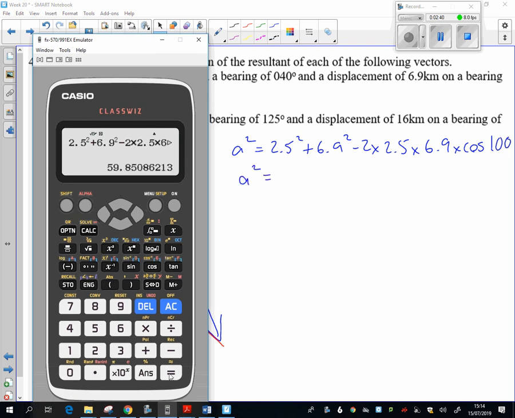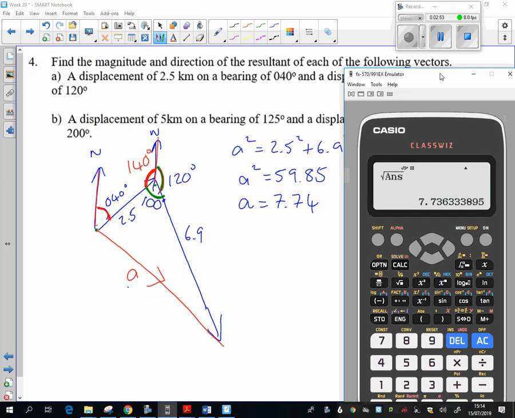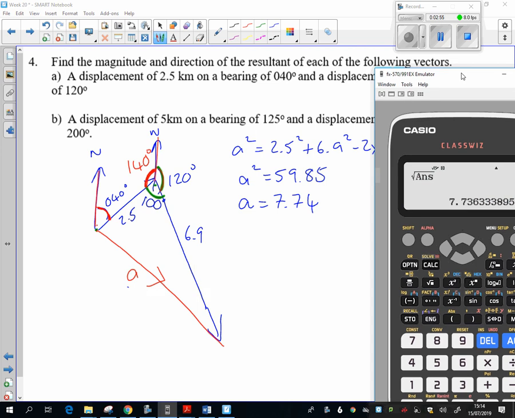So a squared is 59.85, so a is 7.74. Okay, so I've got the magnitude of the vector. So now I need to find the direction. So I'm after that angle there, which is the bearing.